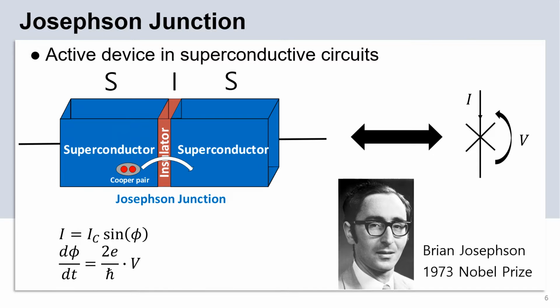The Josephson junction is the active device used in superconductive circuits. It's a multi-layer device built from a superconducting layer, an insulating layer, and another superconducting layer. The figure shows the device layers over here and the device schematic over here. The current in the device is dependent on the phase difference between the superconductive layers, and we can see from the equations below that a change in phase in time can actually cause a voltage on the junction itself.